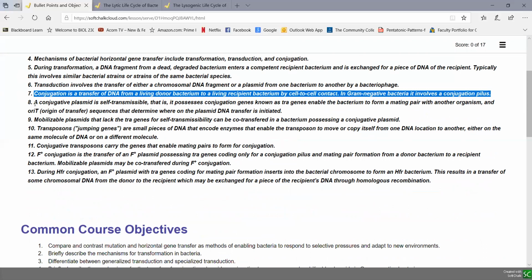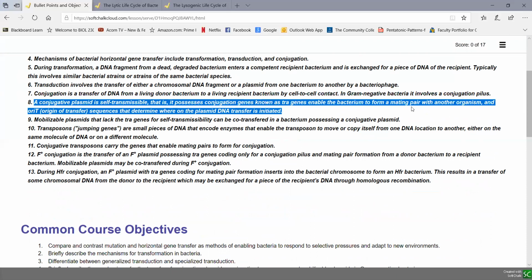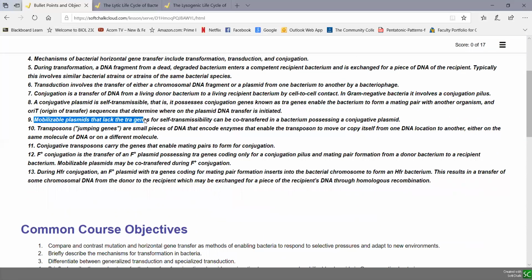A conjugative plasmid is self-transmissible. That is, it possesses conjugation genes, known as tra genes, that enable the bacterium to form a mating pair with another organism, and origin of transfer sequences then determine where on the plasmid DNA transfer is initiated. Mobilizable plasmids that lack tra genes for self-transmissibility can be co-transferred in a bacterium possessing a conjugative plasmid, which does code for the ability to make a mating pair.